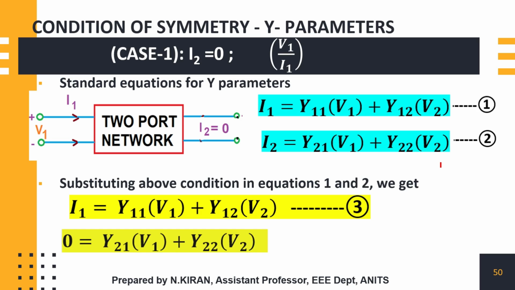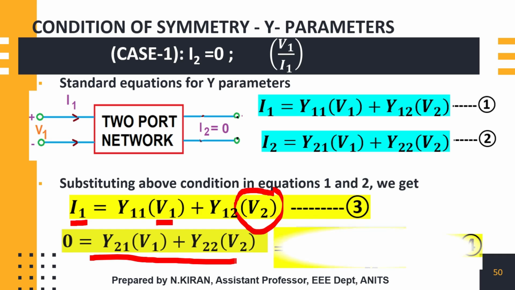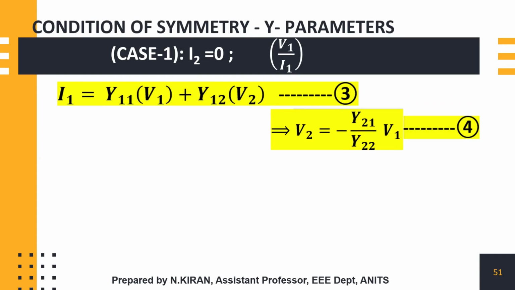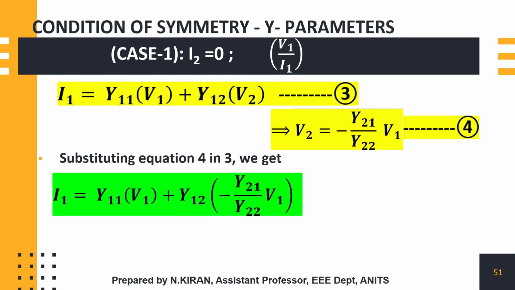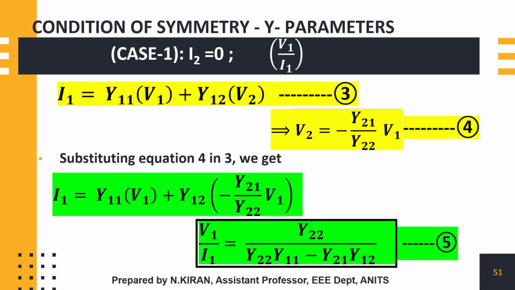Here my objective is to find the ratio of V1 by I1, and that I can obtain from the third equation provided I eliminate V2. So V2 I'll eliminate using this equation, which I rewrite as V2 is equal to minus Y21 by Y22 into V1. This I'll substitute in the third equation. So when I substitute the fourth equation in the third equation, I'll get my desired ratio V1 by I1 to be Y22 divided by delta Y.